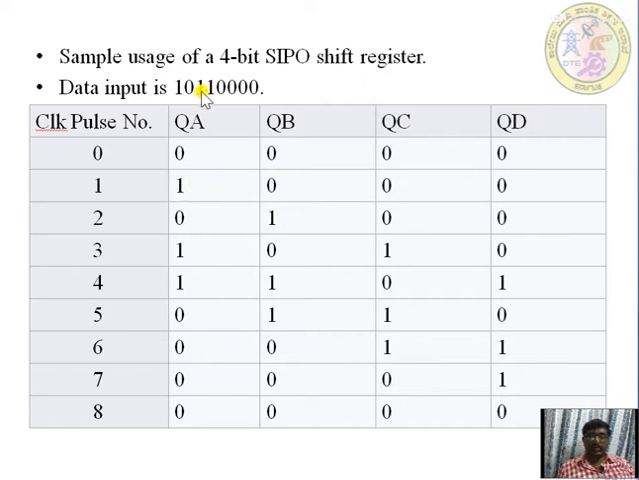Next, during the third clock pulse I am giving 1, so this 0 is shifted here, this 1 is shifted here, this 0 is shifted. Next, once again when I give the input as 1, at the fourth clock pulse, this 1 is shifted here, this 0 is shifted here, this 1 is shifted here. Next, once again when I give the input as 0, at the fifth clock pulse, this 1 is shifted, 1 is shifted, 0 is shifted. In this fashion we keep giving the input.